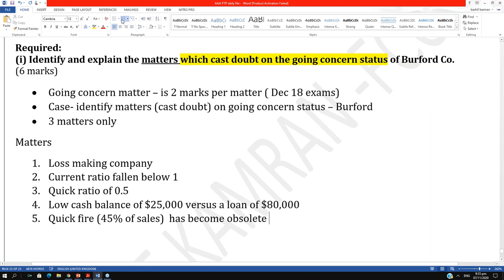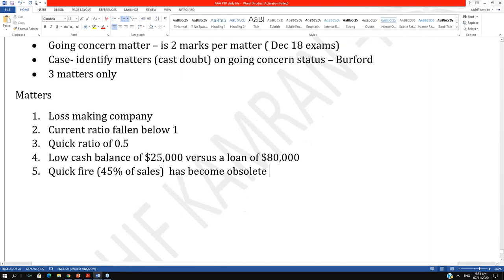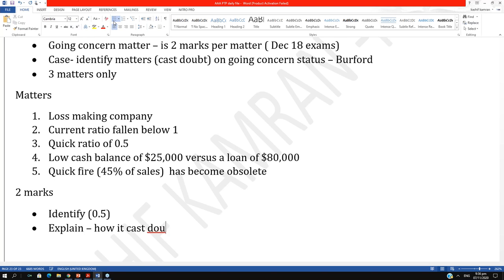So how many points do you need to write to make up a 6 marks answer? 3. Now it says matters which may cast doubt. So how will you get 2 marks? To get the 2 marks, the very first thing is to identify, and identify will give you 0.5 marks straight away. But then you have to explain how it casts doubt. If you're capable of explaining how it casts doubt, you will get 1.5 marks. Right? Let's take an example.